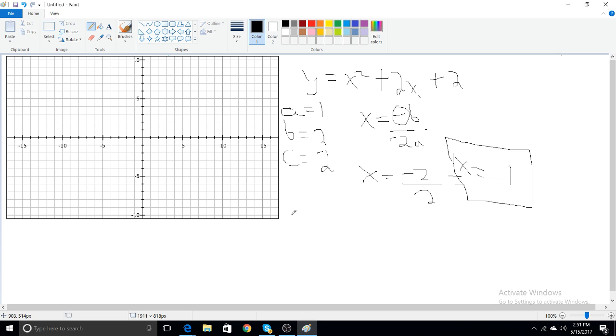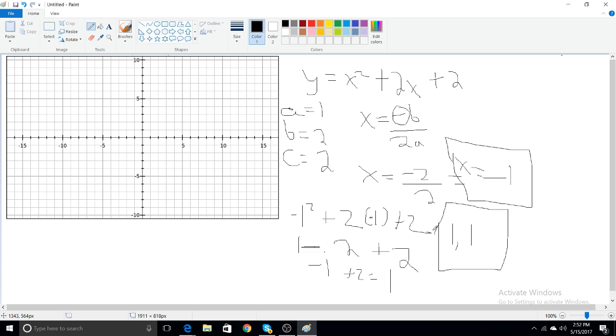So we'll plug in negative 1 there, squared, plus 2 times negative 1, plus 2. So negative 1 times negative 1 makes a positive 1, plus 2 times... oh, negative 1, that's what I forgot. My bad. Okay, I'm making mistakes again. Let me erase this, and this will also change to negative 2. So we get 1 minus 2 plus 2, which equals 1. So our vertex is negative 1, 1.